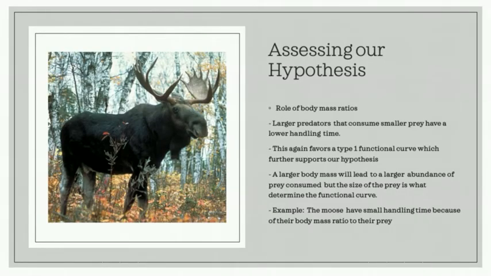Another thing that affects the type of functional response is body mass. A larger predator that consumes smaller prey has a lower handling time. A larger body mass will lead to a larger abundance of the prey consumed, but the size of the prey is what determines the functional response. This also favors the type 1 functional curve.